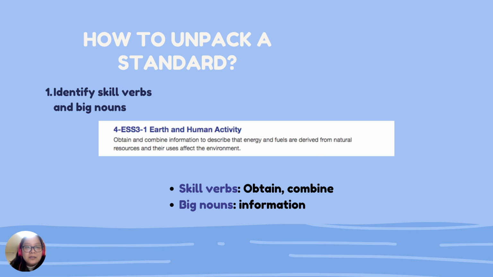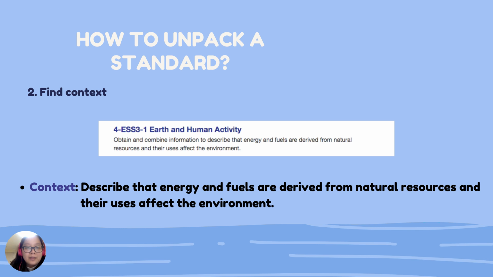How to unpack a standard? First, identify the skill verbs and big nouns. The skill verbs here are obtain and combine, and the big nouns come next to the skill verbs, which is information. The rest of the sentence will be the context right after the big noun: describe the energy and fields that derive from natural resources and how their use affects the environment.